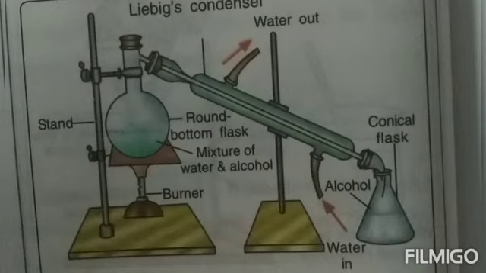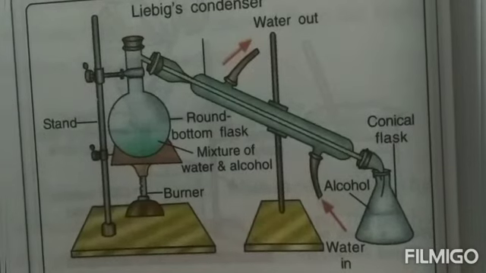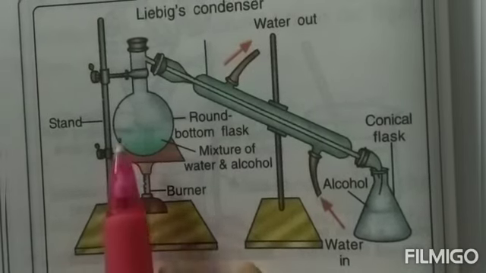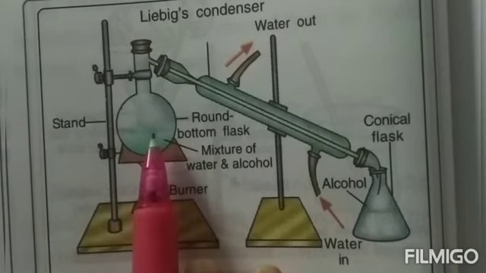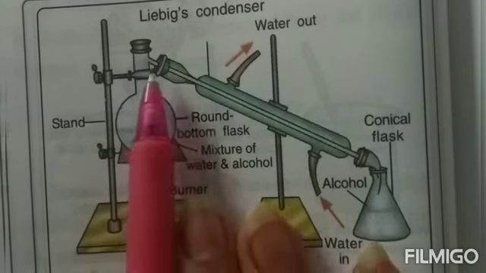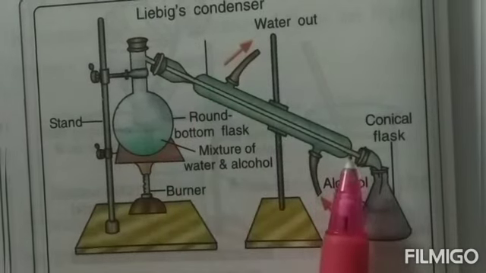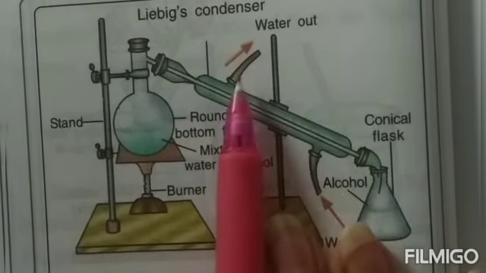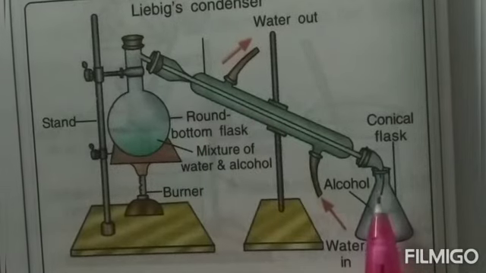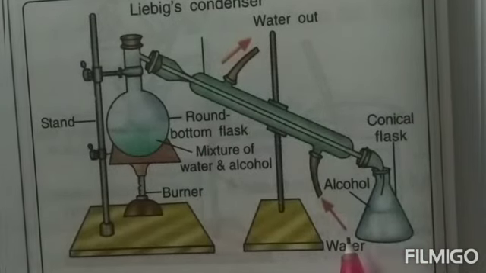Now this is showing the apparatus setup, children, for separating a mixture of say alcohol and water. Now the mixture is first taken over here in a round bottom flask, children, and to it a Liebig's condenser is fixed. This is a Liebig's condenser, children. From one side the water moves in and from the other side the water moves out. That means the water is going to circulate around this condenser, children, and move out. And then on the other side we have over here a conical flask.